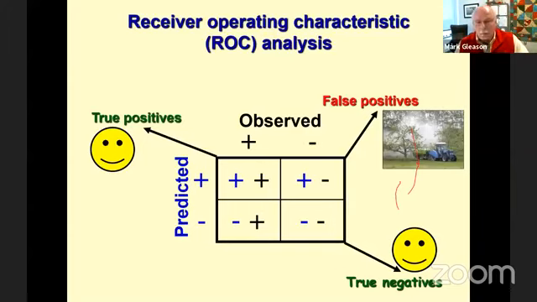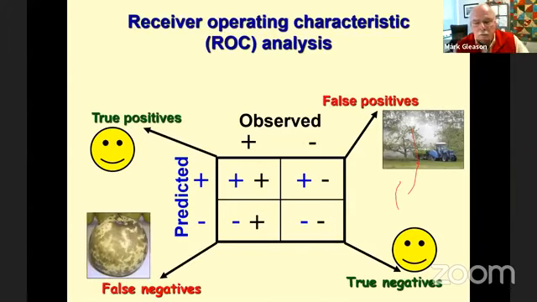The other kind of error is a false negative, and this is by far the worst kind of error, because here the model said, no, sooty blotch was not going to appear by a certain date, but it did appear. The false negative is the worst kind of outcome for growers, because this is where they lose money. This is where they have spots on their apples.